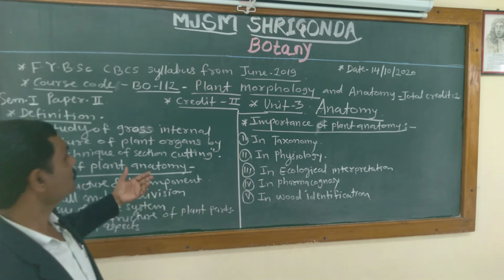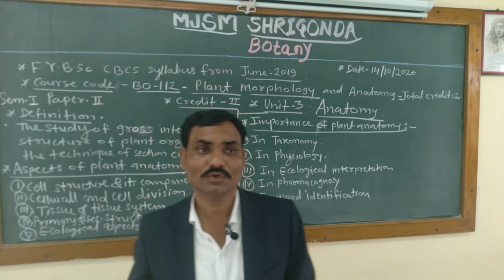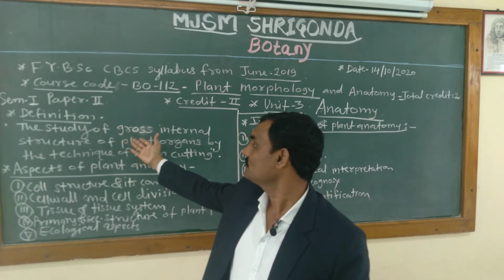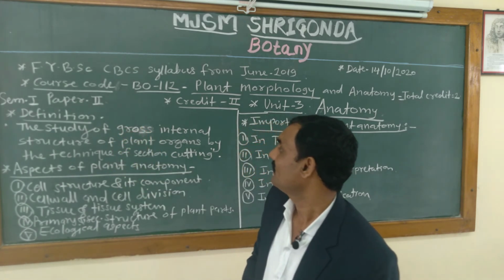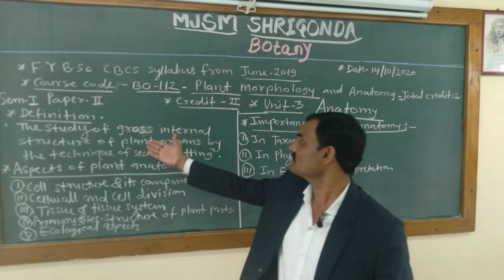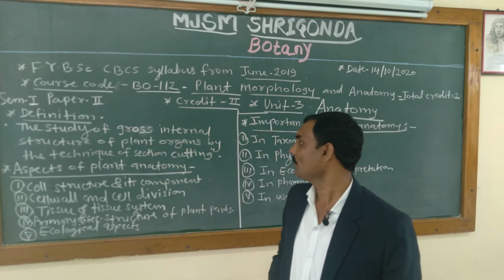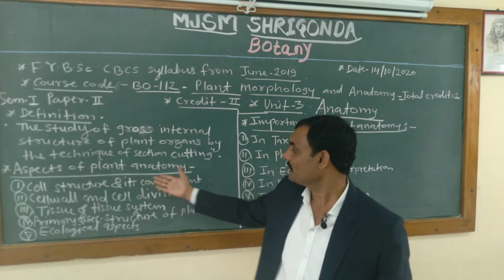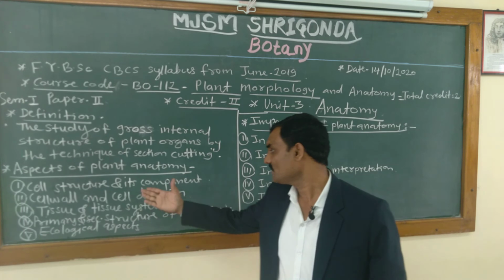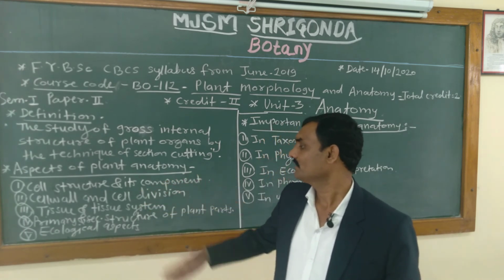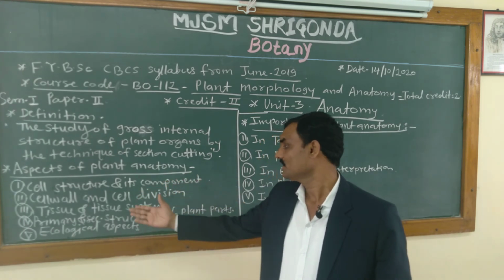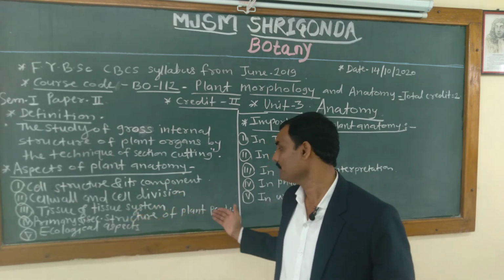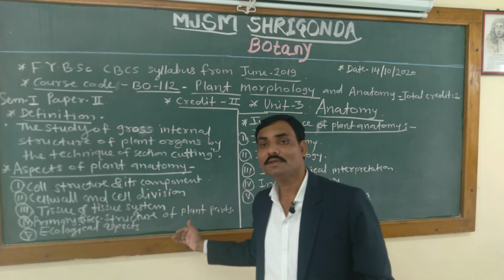And in today's video, we have learned about the definition of anatomy. In this definition: the study of gross internal structure of plant organs by the technique of section cutting. Then different aspects of plant anatomy, that is cell structure and its components, then cell wall and cell division, then tissue and tissue system, the primary and secondary structure of plant parts, then ecological aspects.